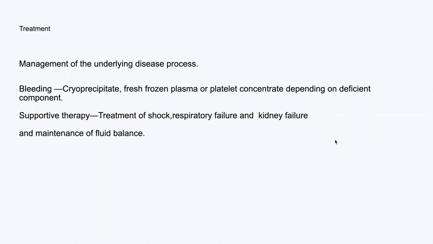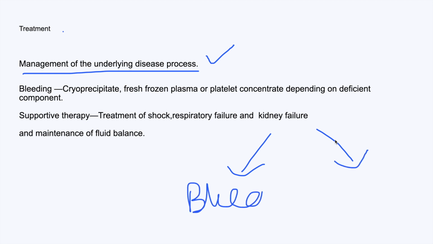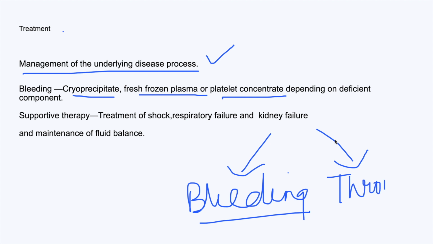So the management, the treatment, is mainly the management of the underlying disease process. That is very important. Then the second treatment will depend upon which phase the patient is in. If the patient is in the bleeding phase, we will try to give cryoprecipitate, fresh frozen plasma, and platelet concentrate, so that the bleeding can be stopped. But if the patient is in a thrombotic state, then treatment such as heparin can be given.